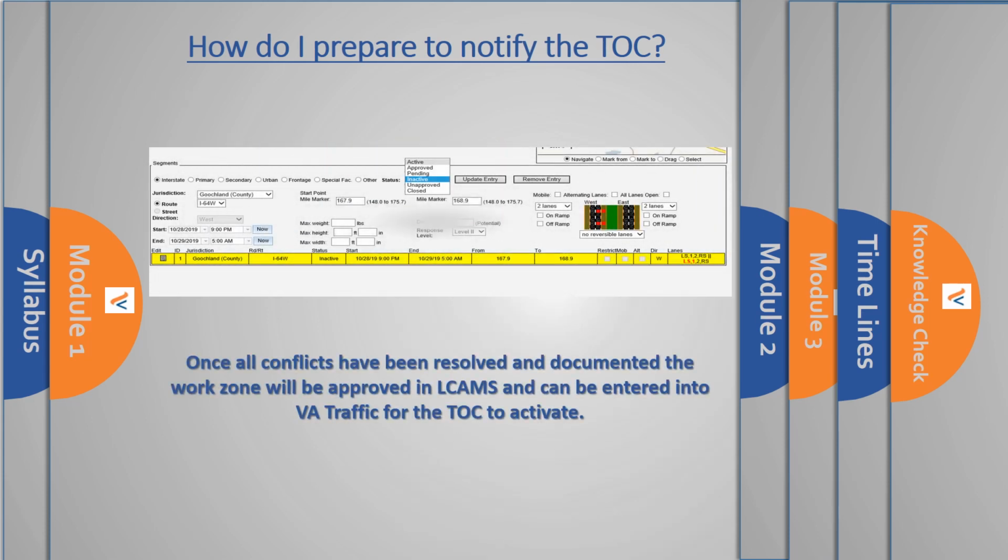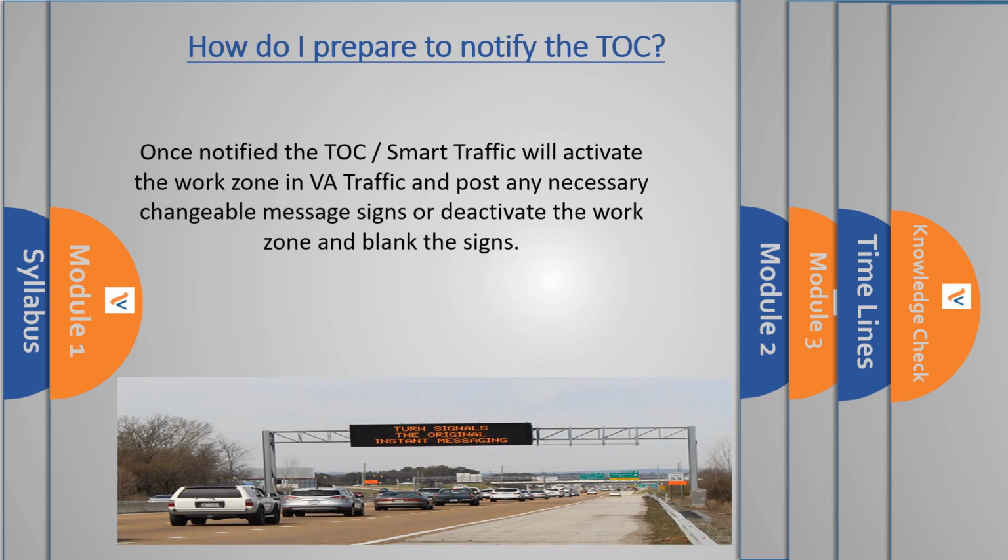Once conflicts have been resolved and documented, you can move on to creating your VA traffic entry for the TOC to activate. Once notified, the TOC or Smart Traffic will activate the work on the VA traffic and post any necessary changeable message signs or deactivate the work zone and blank the signs.